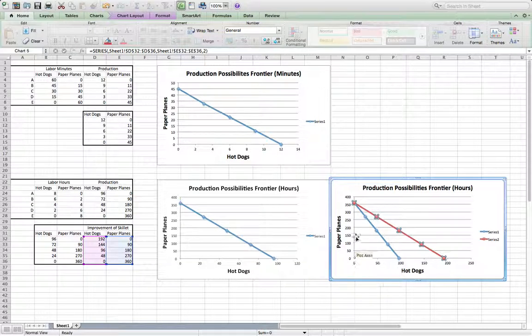But you can see the y-intercept still shows a maximum of 360 paper planes because the improvement has only affected the amount of hot dogs I can produce. It has not changed the amount of paper planes I can produce, so all of those data points are still going to be the same as this first graph relating to the amount of paper planes produced at a different time.